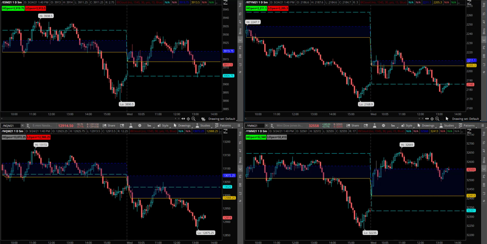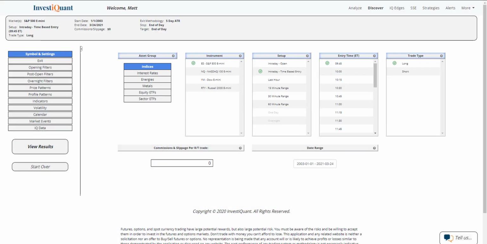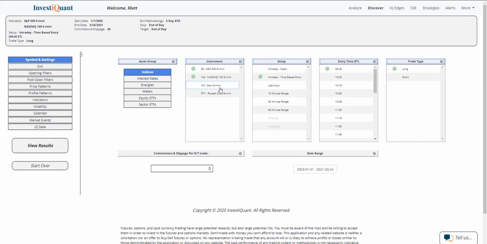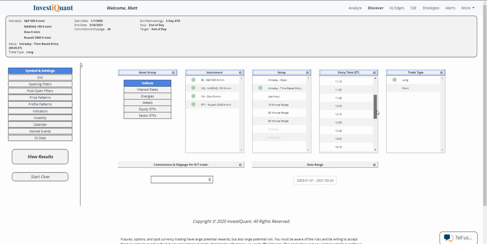But this afternoon, what we're going to look at is based upon the study I shared this morning using pivots, and I'm just going to update it into the afternoon and use all four instruments here with an entry at 3 p.m. Eastern time. So this will be based upon entering the market long at 3 p.m. and exiting at the close, which is 4:15 p.m.